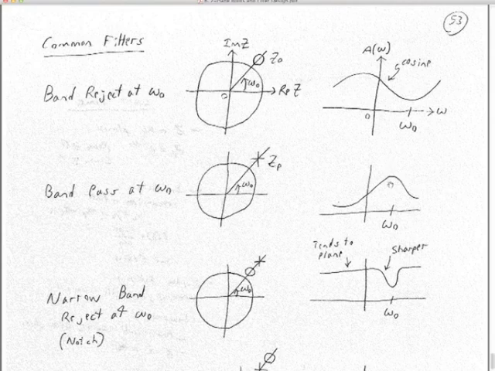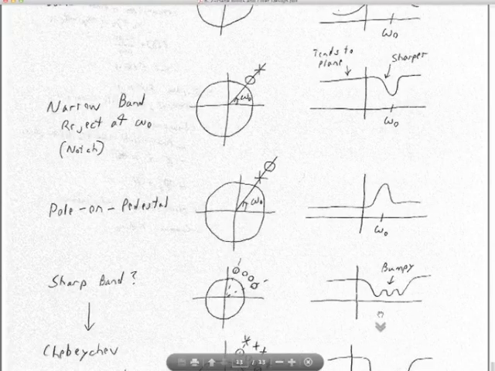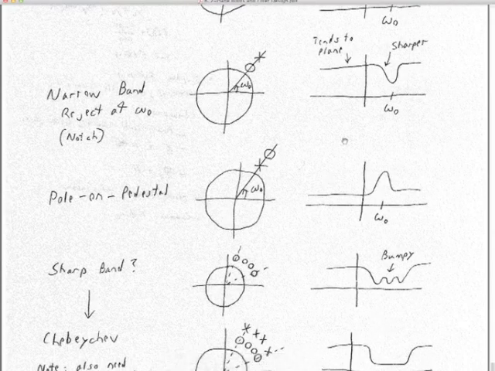Now let's say you want to get much more selective about which frequencies you get rid of. What if you want a notch filter, a narrow band reject, say to take out that 60 hertz noise. Okay, so you would put a zero near omega zero. Say at 60 hertz, you would put a zero, and you would make that zero closer to the unit circle than the pole. The pole is just outside the zero.